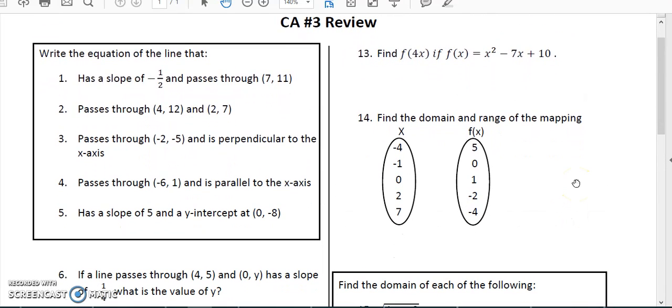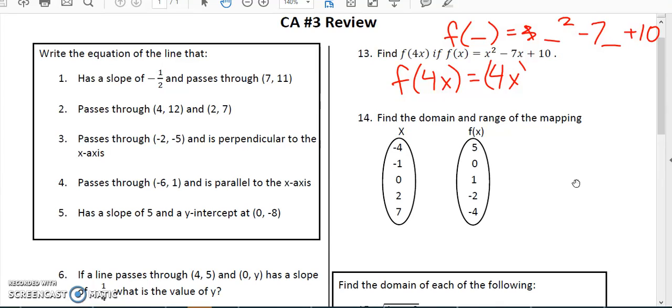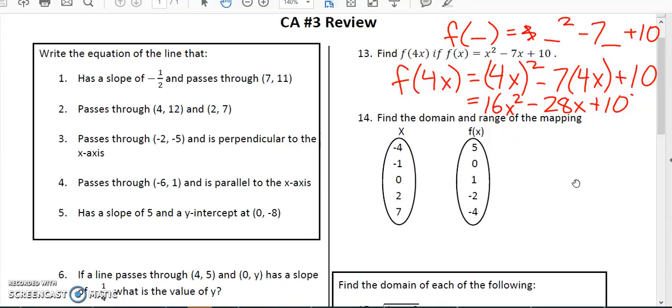Find f of 4x if f of x equals x squared minus 7x plus 10. All right. So, if we plug 4x in for x, because this is like f of blank equals blank squared minus 7 blank plus 10. So that one, you'd have f of 4x equals 4x squared minus 7 times 4x plus 10. So on this, you square the 4, you square the x, that's 16x squared minus 28x plus 10. And that's your answer right there.